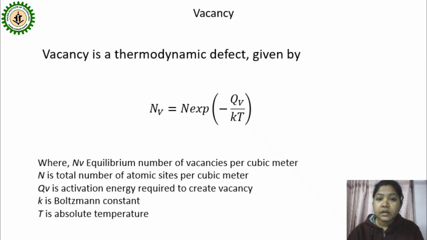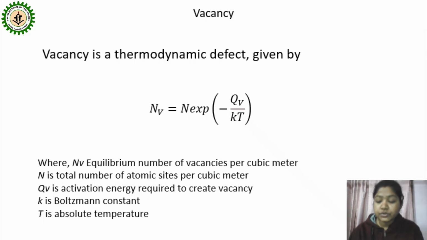So we can calculate how many vacancies can be created for a particular lattice. This is the equation for the calculation. So Nv equals N exp(-Qv/kT), where Nv is the equilibrium number of vacancies per cubic meter, N is the total number of sites per cubic meter, Qv is the activation energy required to create a vacancy.